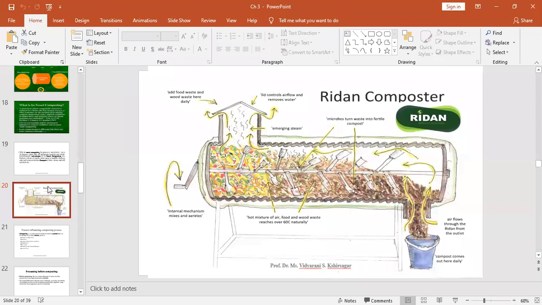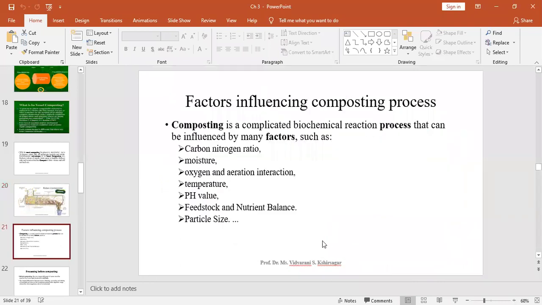Okay, I think you understood about the vessel composting. Now what are the different factors affecting or influencing the composting process? That we will see.